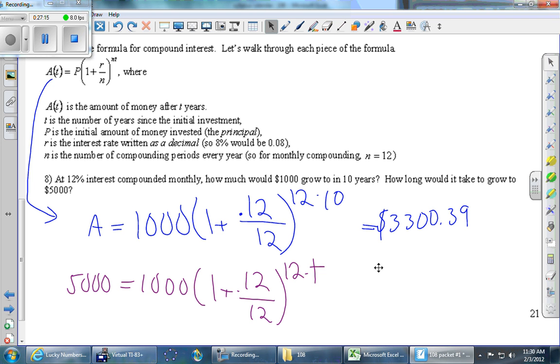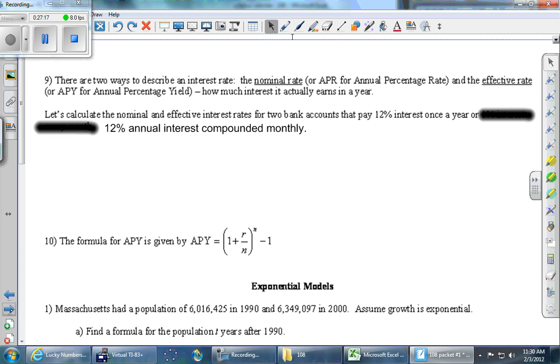Okay, let's go to the next page. And we'll go to number 9. And we're up to Allie. Okay, so go ahead.